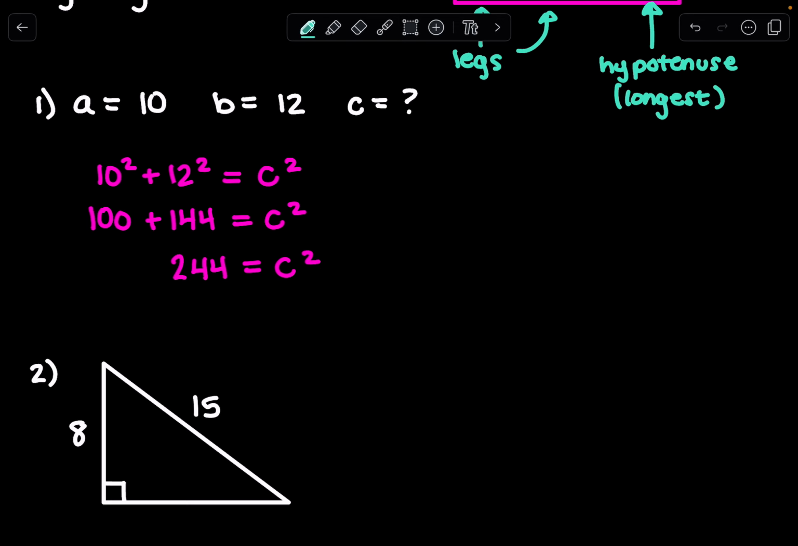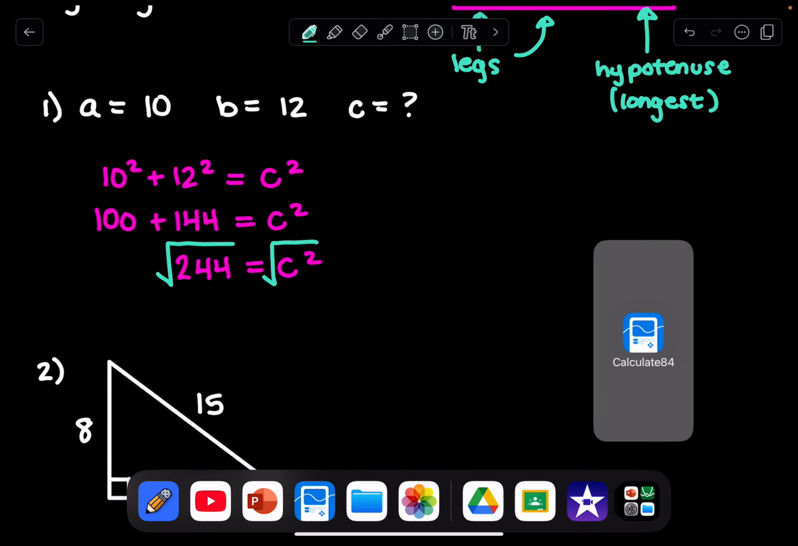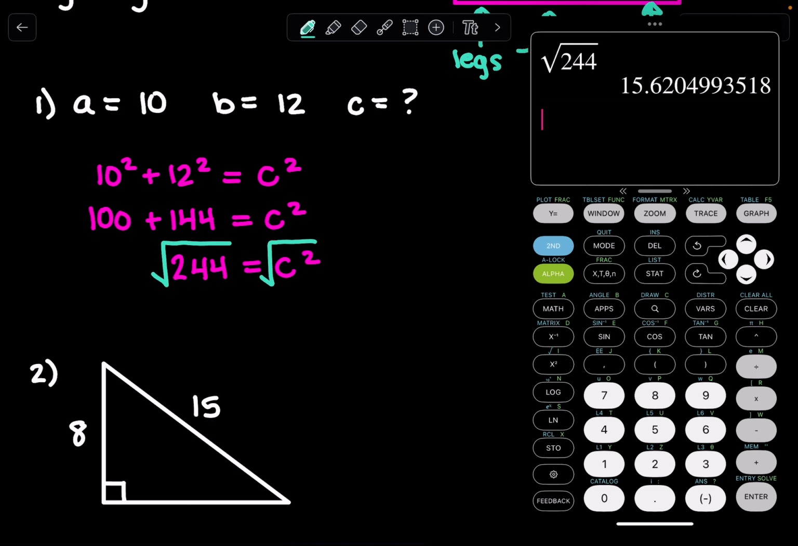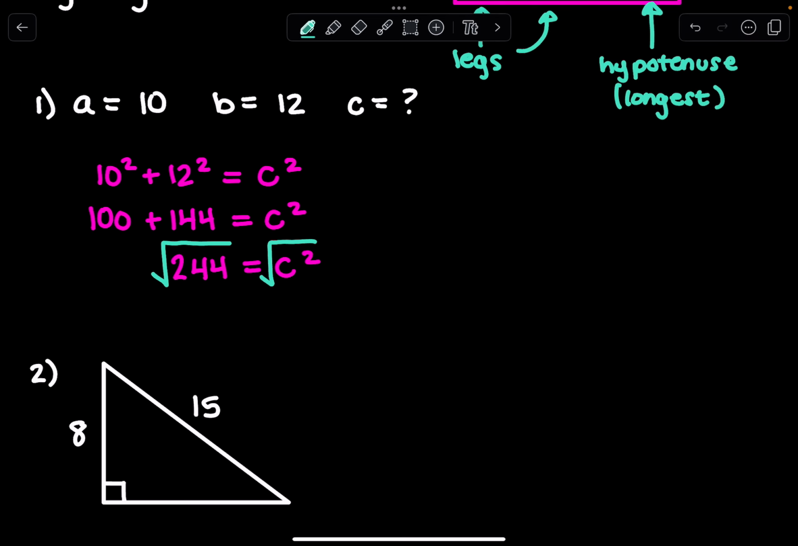Now, in order to get the value of c, since c is squared, I am going to take the square root of both sides. So I'm going to pull up my calculator here. And I'm going to take the square root of 244. And I'm going to get, let's just go to the nearest tenth, 15.6.